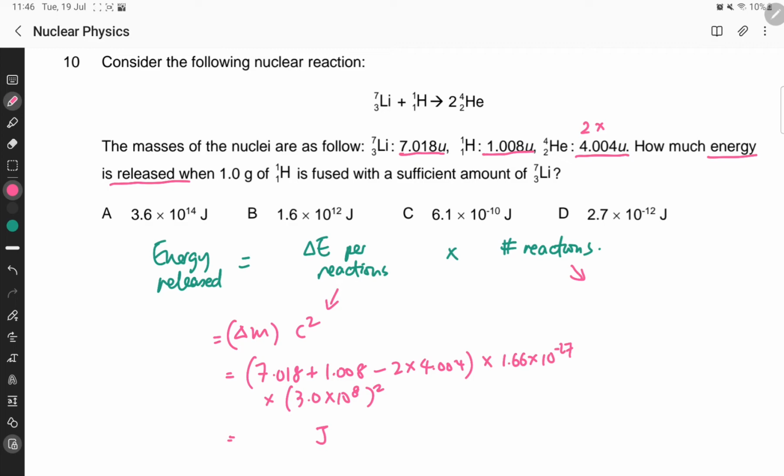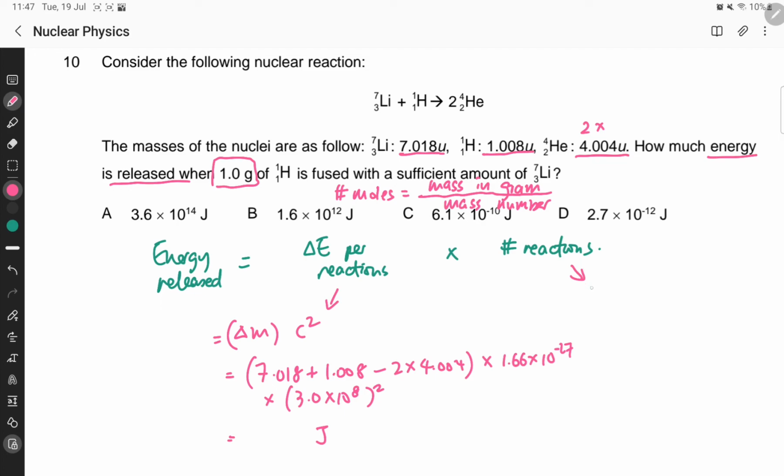Here, number of reactions, how do we know that? You'll use the information about the mass of the substance being reacted. So you have 1 gram. How do you find the number of particles? Number of moles is always equal to the mass in gram divided by the mass number. Mass number is simply the number on top. People who do chemistry are very familiar, so I'm just explaining for people who don't.